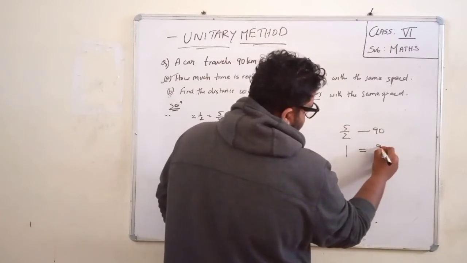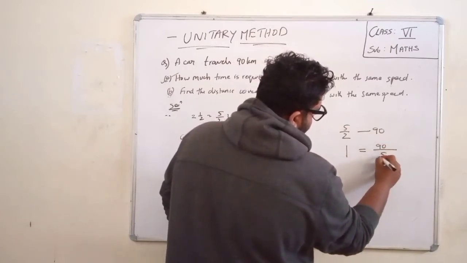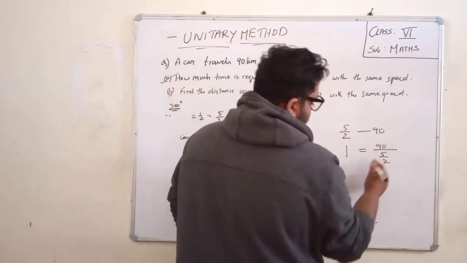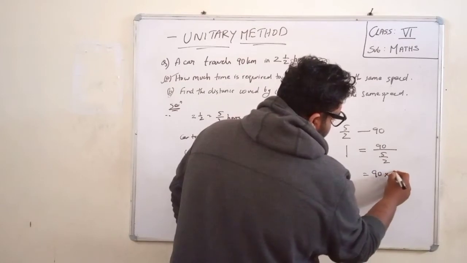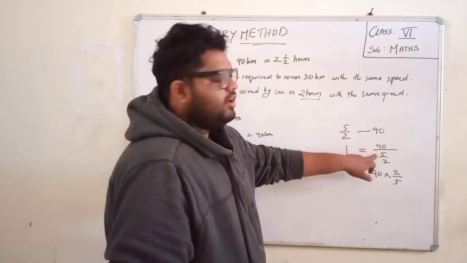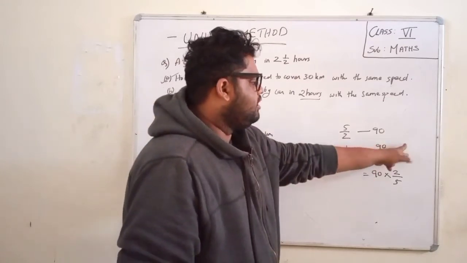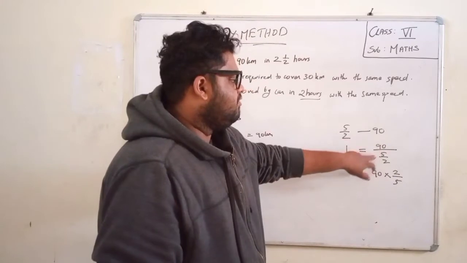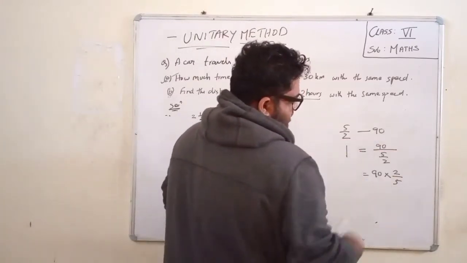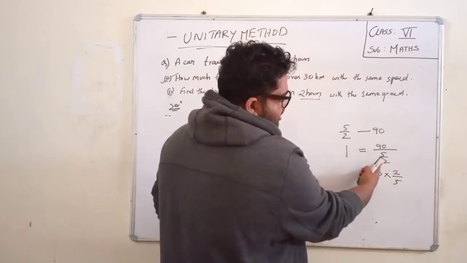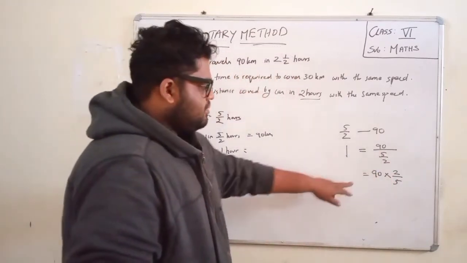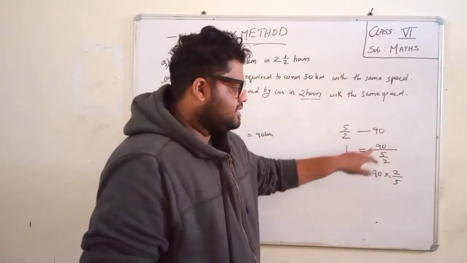It should be divided. So 90 divided by 5/2. So the 2 comes in front, in the numerator, and 5 becomes the denominator. So 90 into 2 by 5. Okay? 90 divided by 5/2 becomes totally different, and we should multiply. We cannot divide directly like this. We have to change it into the form of multiplication. While doing the multiplication, the denominator comes in the numerator and the numerator becomes the denominator. Okay, this is the method to solve problems like this.